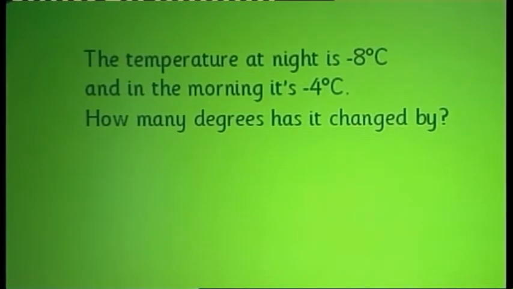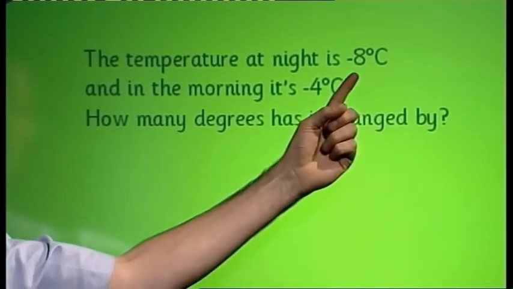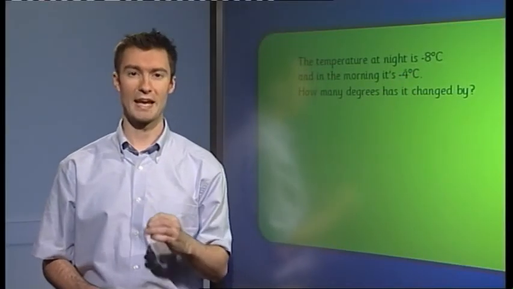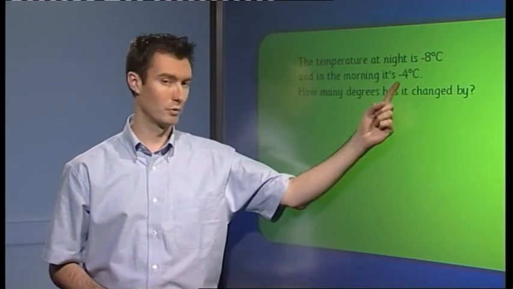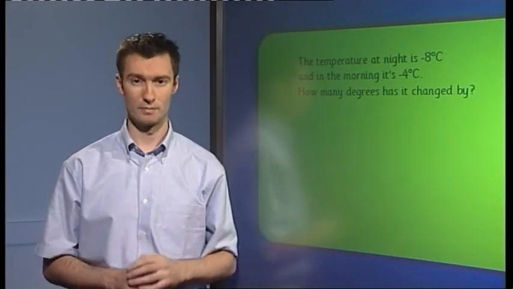Well, I did say earlier that we'd look at how temperatures change on a thermometer, and so that's what I'll do to finish the lesson. When it's cold, below freezing, the temperatures are negative numbers. So here's a question about temperatures on a thermometer. On a cold night, the temperature is minus 8 degrees Celsius. That's the same as negative 8 on a number line. But by the morning, it's minus 4 degrees, or negative 4.